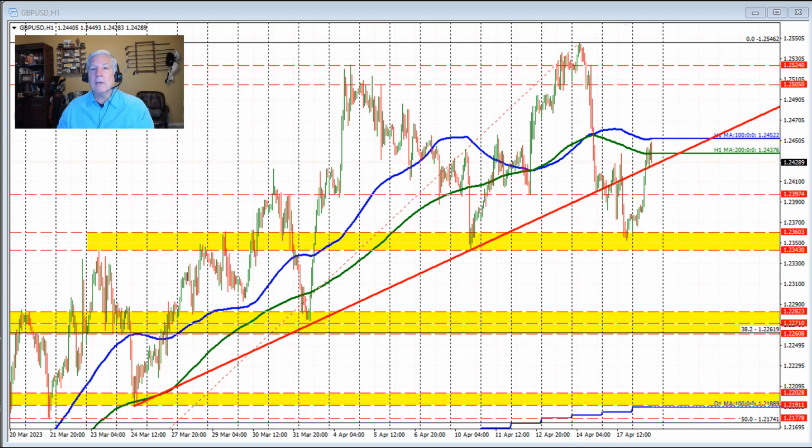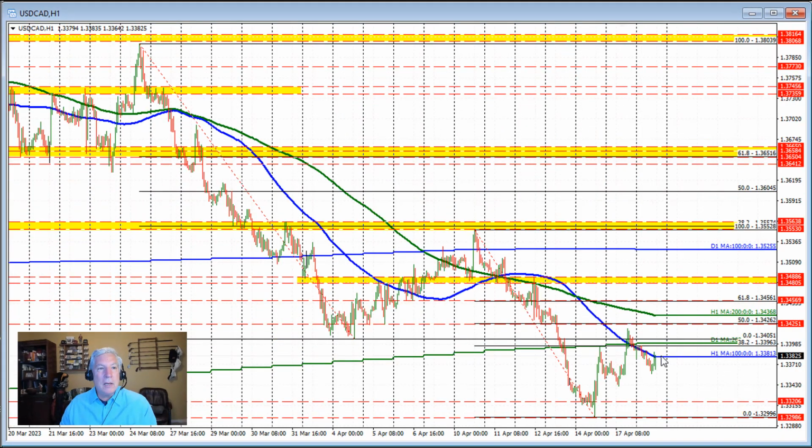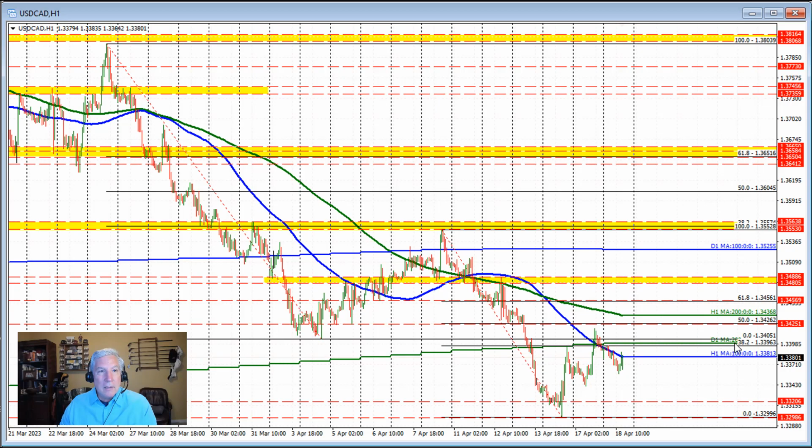Finally, let's take a look at the dollar versus Canada, because we are testing some key moving averages, including the 100-hour moving average of 133.81. Also, the 200-day moving average, that's a green line in this chart, comes in near the 134 level. So 81, 134. If we get above that level, that would be more bullish here for the dollar versus Canada.